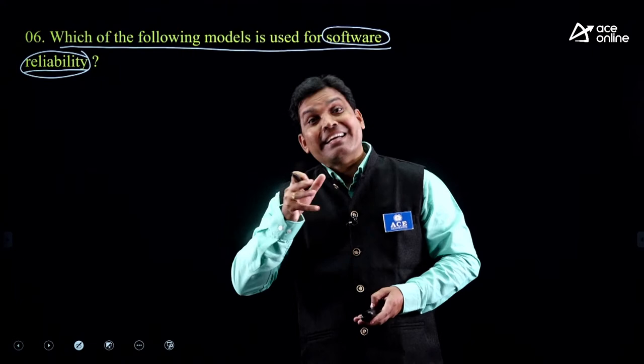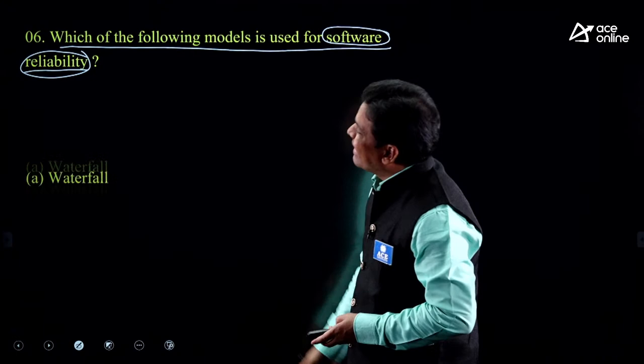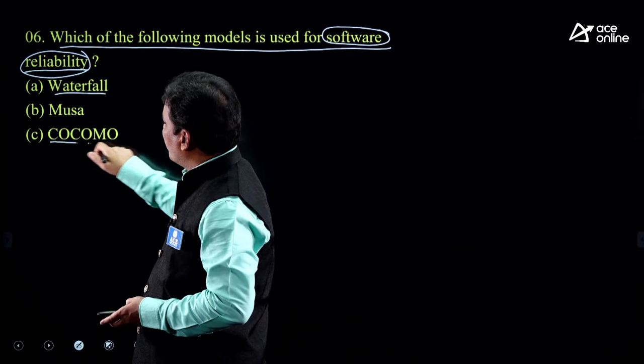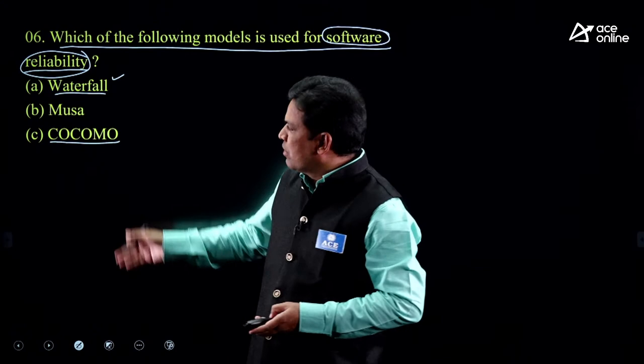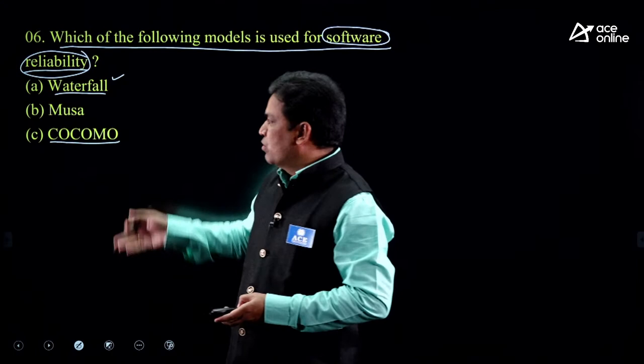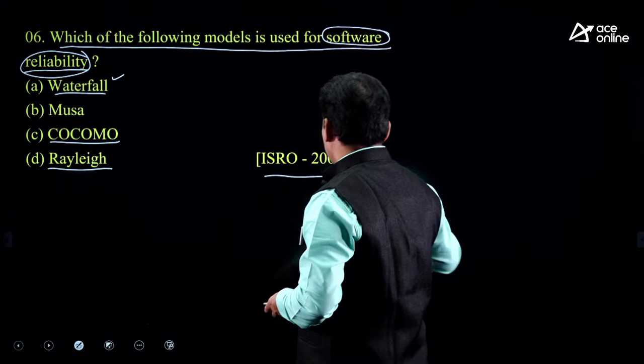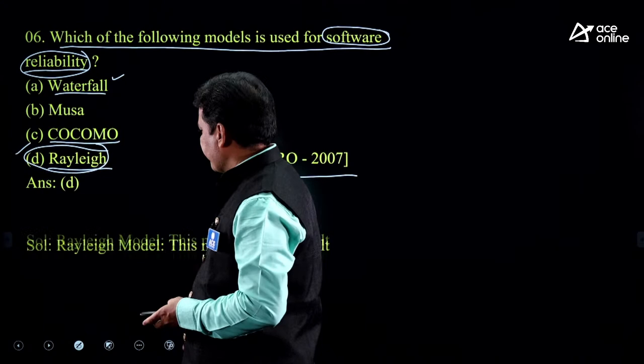Right? The question is, which of the following models is used for software reliability? Waterfall model? No. MUSA? No. COCOMO? No. The purposes of these are different. The waterfall model is one of the prescriptive process models, used if you want to develop a software system. COCOMO, the constructive cost model, is used if you want to estimate the budget. MUSA's purpose is different. Rayleigh model, which was asked in ISRO 2007, the answer is D. So what is the importance of the Rayleigh model?